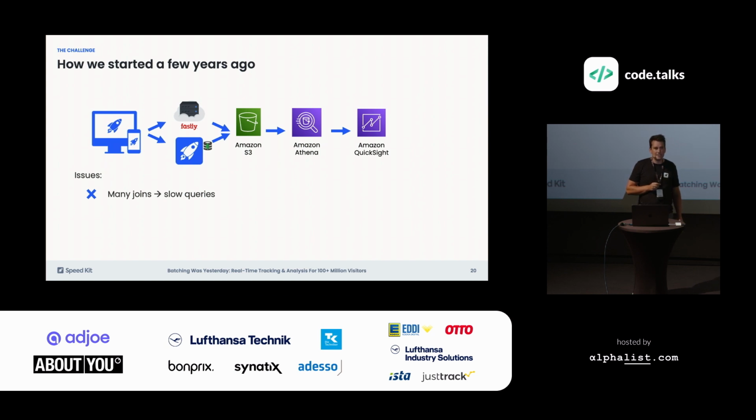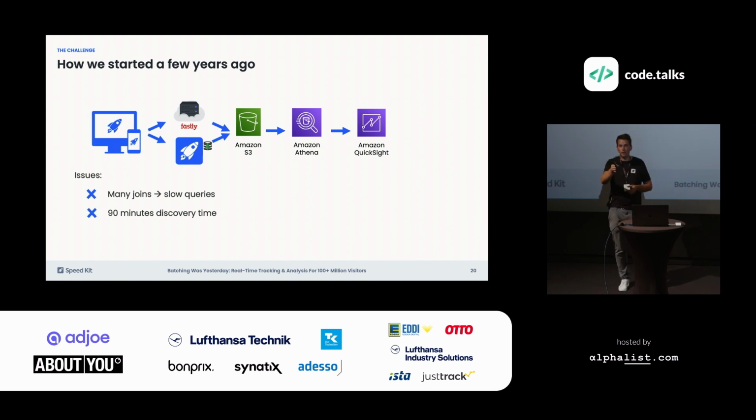The first one is that since we have so many joins, with different beacons and sessions all making up a complex schema, those queries were extremely slow. The other issue was, since we only did periodic writes, and I think 60 minutes was the default to write that data back, and then there's additional time to execute the query from QuickSight, we had 90 minutes of discovery time before we could see any change. So that is hardly real time.